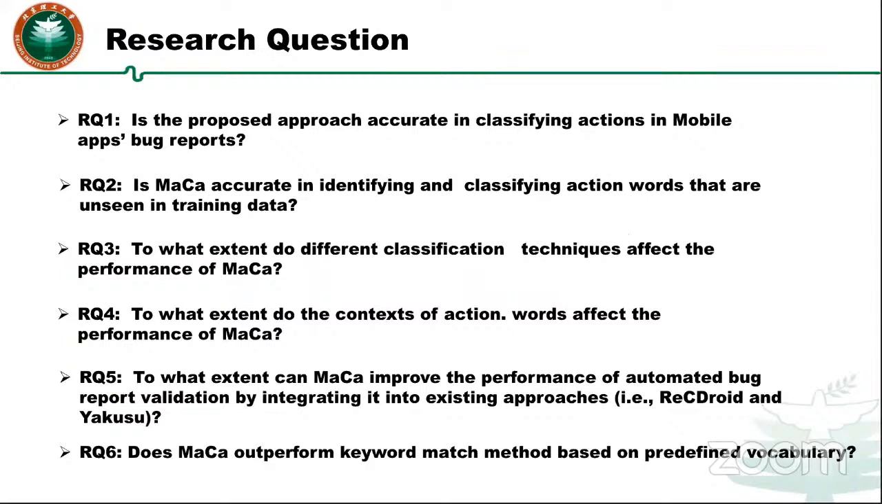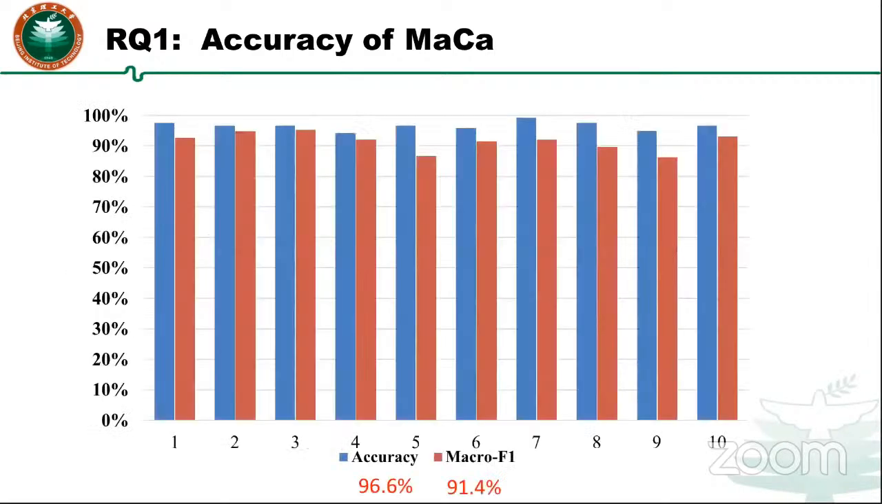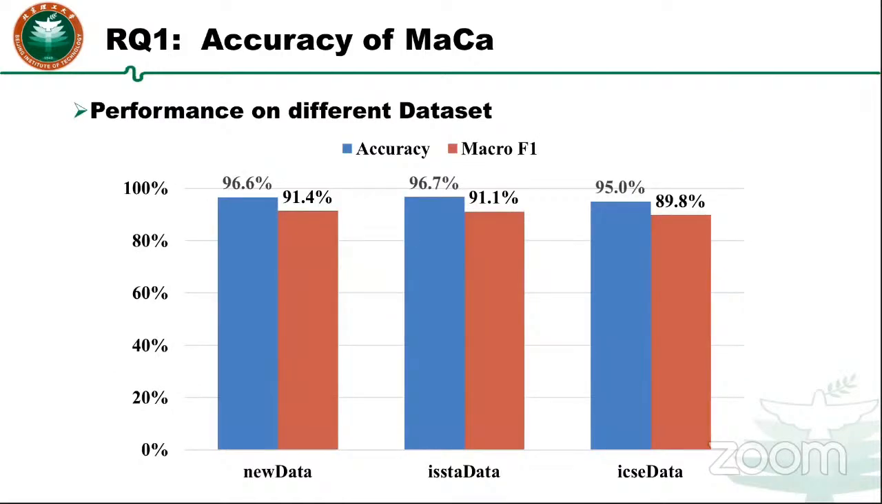We have a total of 6 research questions. The first research question: is the proposed approach accurate in classifying actions in mobile app bug reports? We conducted 10-fold cross-validation on the data that we created manually. From this chart, we observed that Maca was highly accurate and stable, with an average accuracy of up to 96.6%. The results of the cross-dataset evaluation also suggest that Maca was accurate.